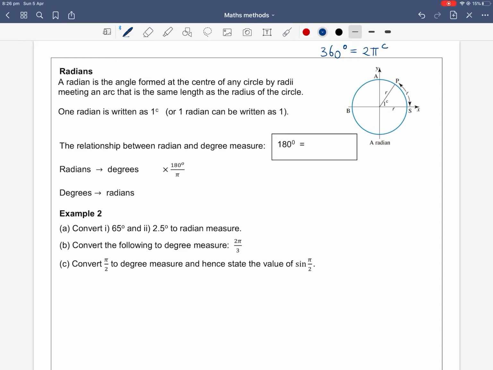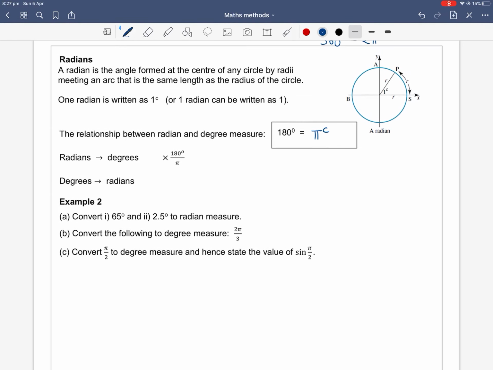If we don't write the units of the angle, it is assumed to be radians. So if you are meaning to write degrees, make sure you always write the degree symbol. So 360 degrees is 2 pi radians, then 180 degrees must be pi radians.